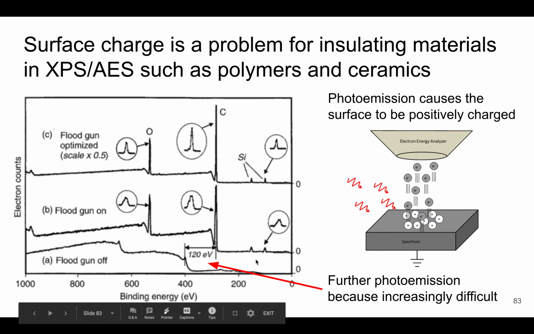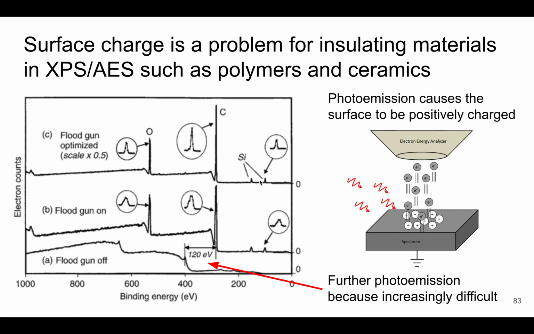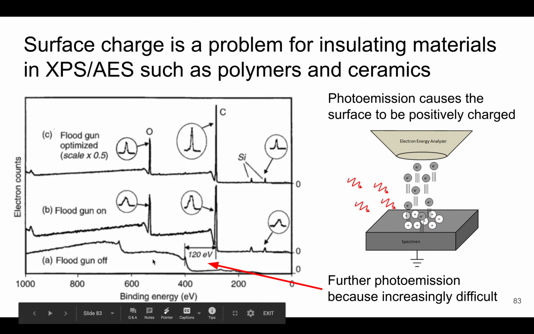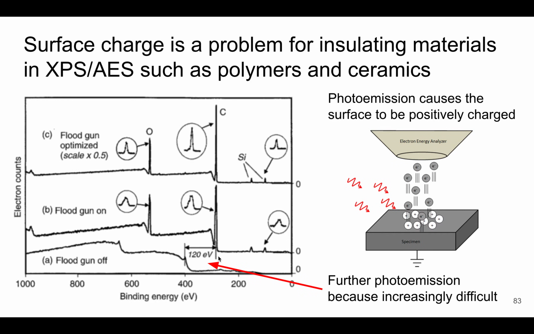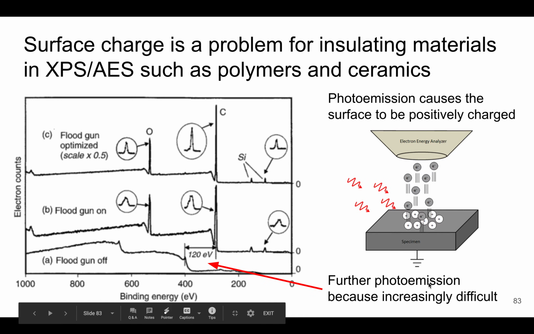So this is, I believe, carbon. There's carbon and oxygen and silicon in this material. Down here, the bottom one, is an example of surface charging. You can see the peak location over here for carbon is 120 electron volts away from where it should be. So there's a drastic effect, because the charging affects what those binding energies end up being. This is clearly something that we have to overcome, because the photoelectrons become more and more difficult to remove from the surface.